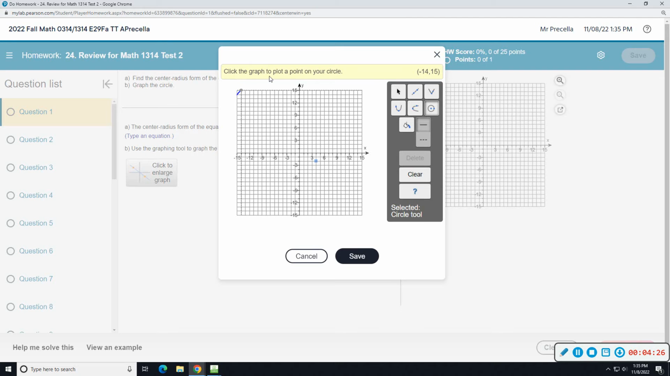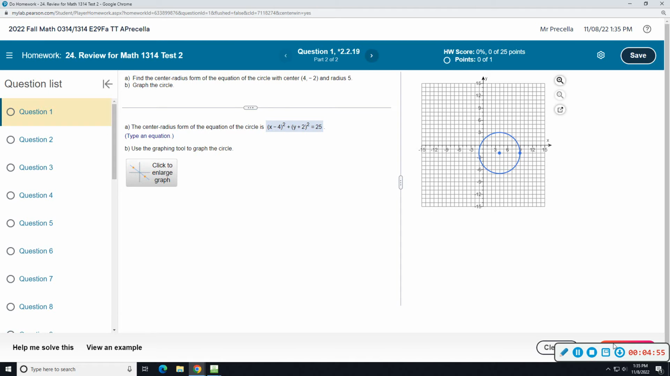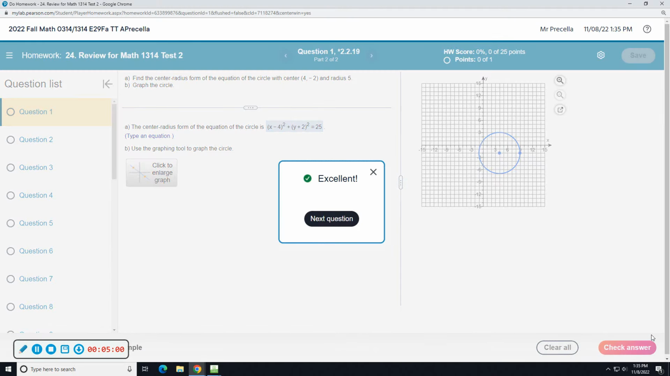Now they want us to plot another point. Well, we know the radius is 5, so count 5 units in any direction. I think I'll count 5 units to the right. We're at 4, so we're going to move 5 units to the right. That'll be at 9. There, we counted 5 units to the right. When we did that, notice you also went 5 units up, 5 units to the left, and 5 units down. Save it. And let me move this little timer there. Check answer.